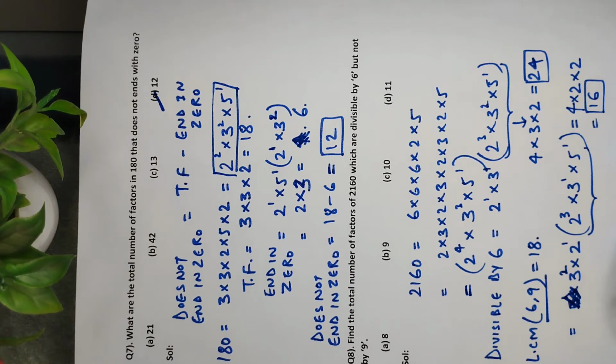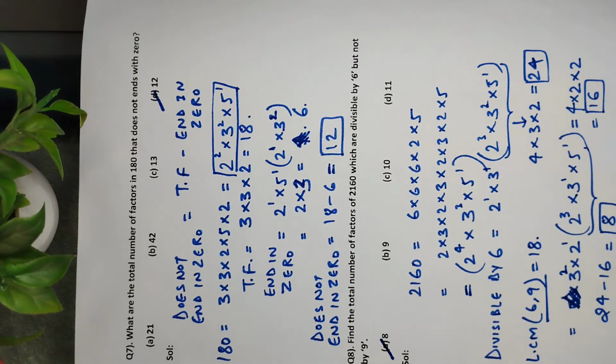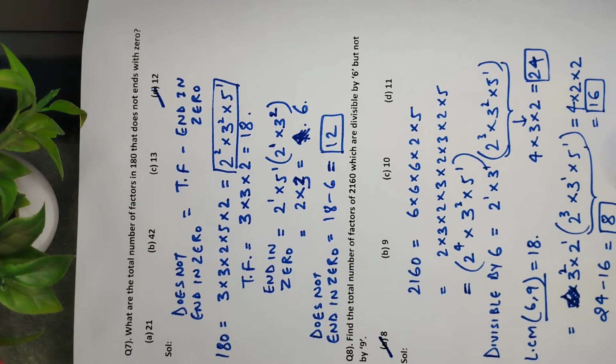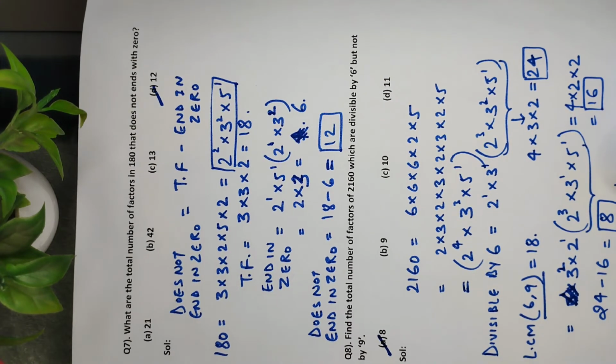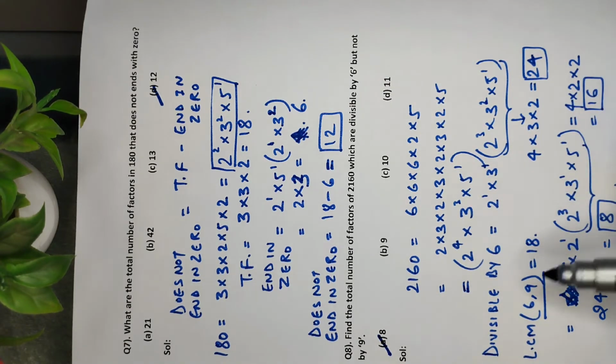So I need to subtract those factors. The factors which are divisible by 6 but not by 9 are 24 minus 16, which is equal to 8. So 8 will be the answer for this question. This is how we solve such kind of questions in which we have to eliminate numbers which are divisible by 9, just by taking the LCM.